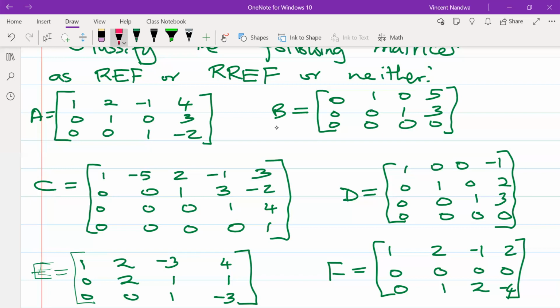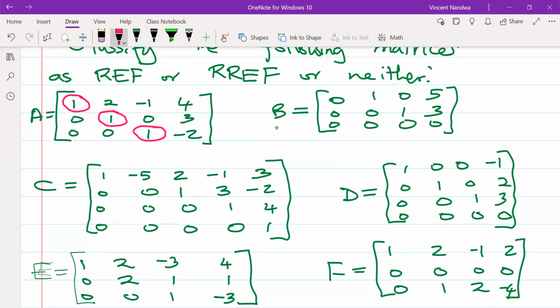You go to the other part, which involves leading ones. The first thing is that all the rows of matrix A are non-zero, because in each row there's a value that is not zero. So identify the first non-zero entries in each row. And we see clearly that in each row, the first non-zero entry is 1.